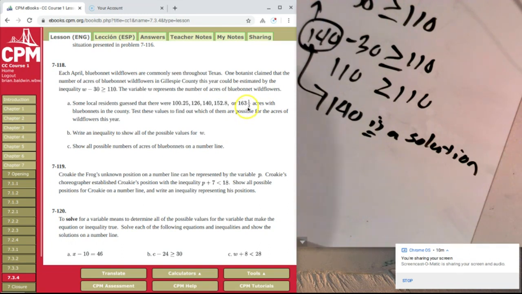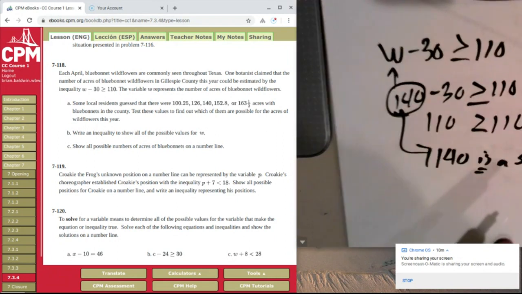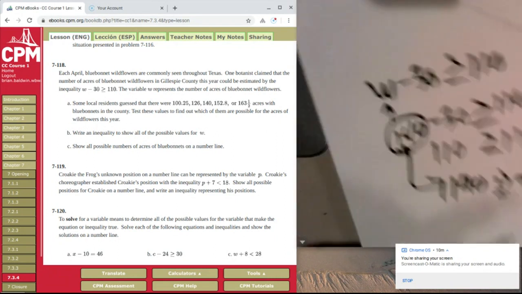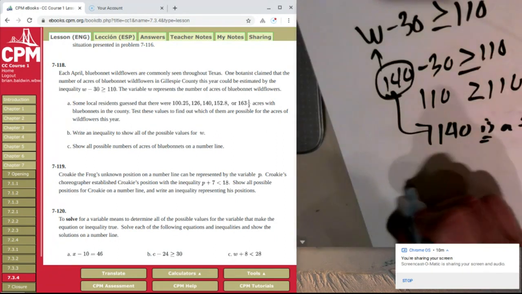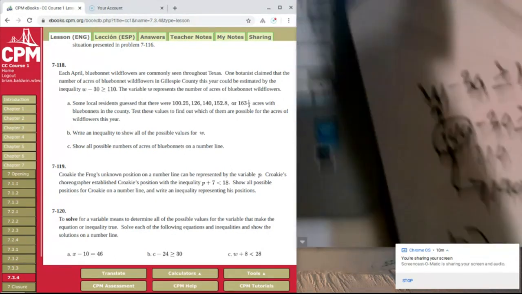But be sure in your work to go ahead and plug those in and test them out for yourself. Okay, I will be looking for that when you guys submit your work. B then says, write an inequality to show all of the possible values for W.